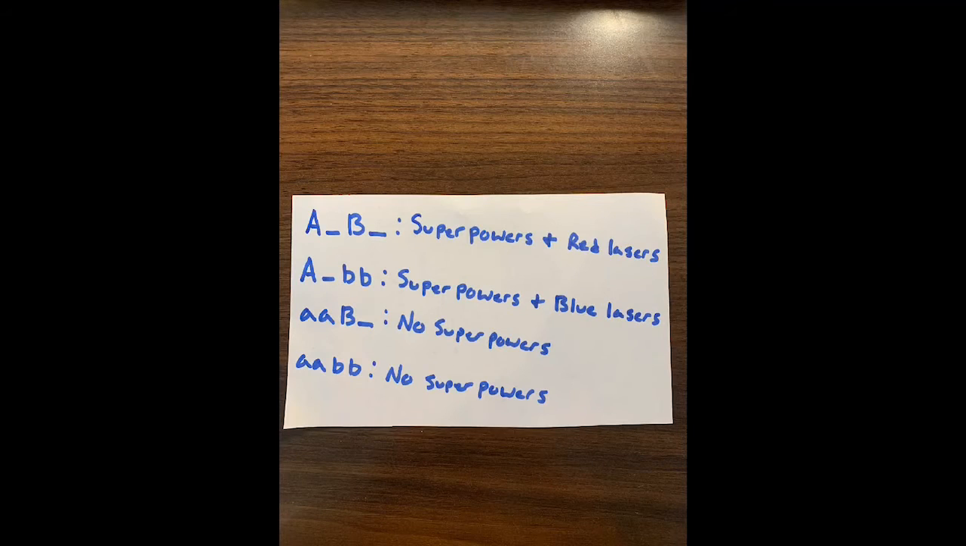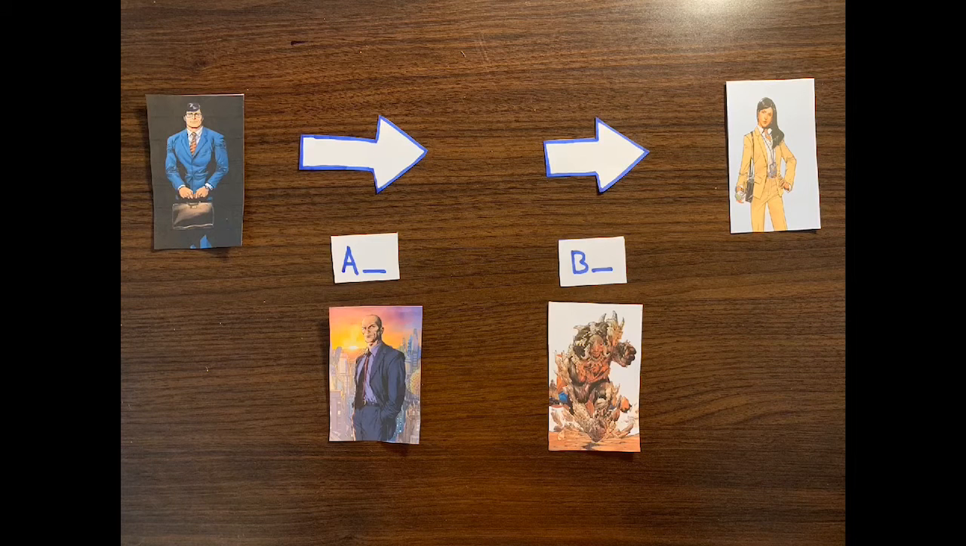So to simplify it, if you have a dominant A and a dominant B, you're going to have superpowers and a red laser. If you have a dominant A and recessive Bs, you're going to have superpowers and a blue laser. And no matter what case, if you have recessive As, you're going to have no superpowers. So this is the pathway we're going to be using.